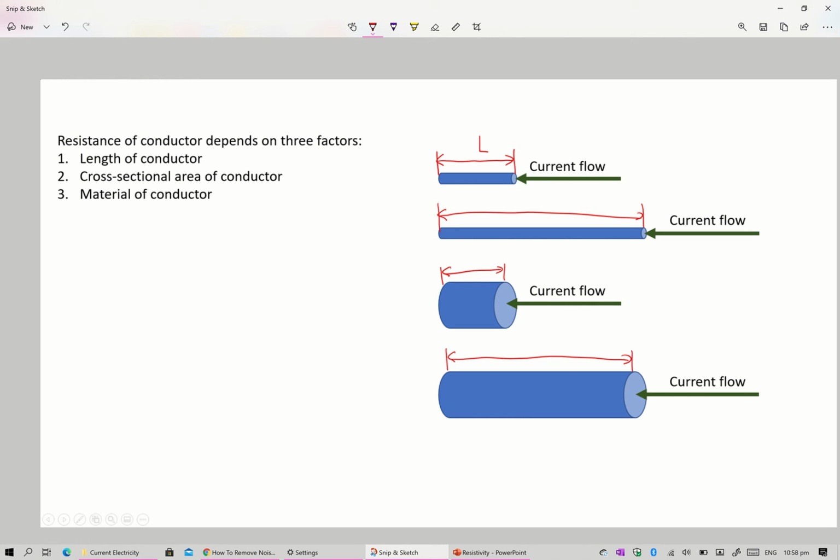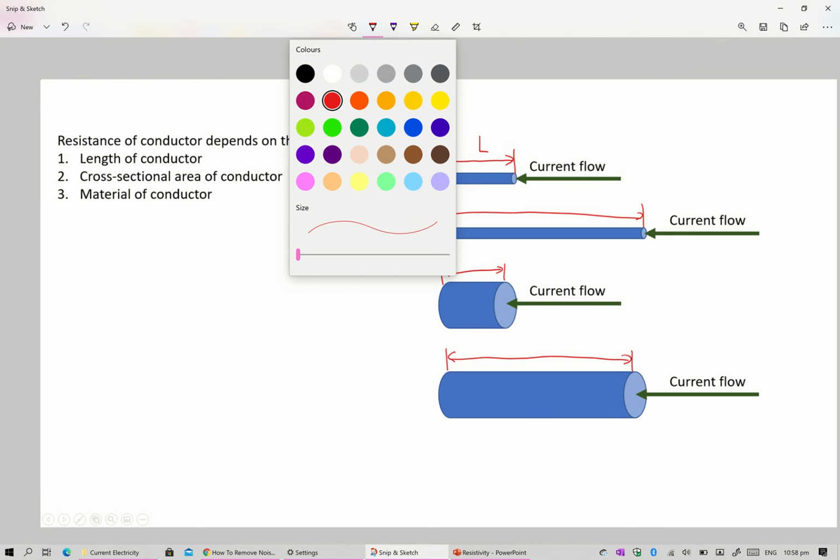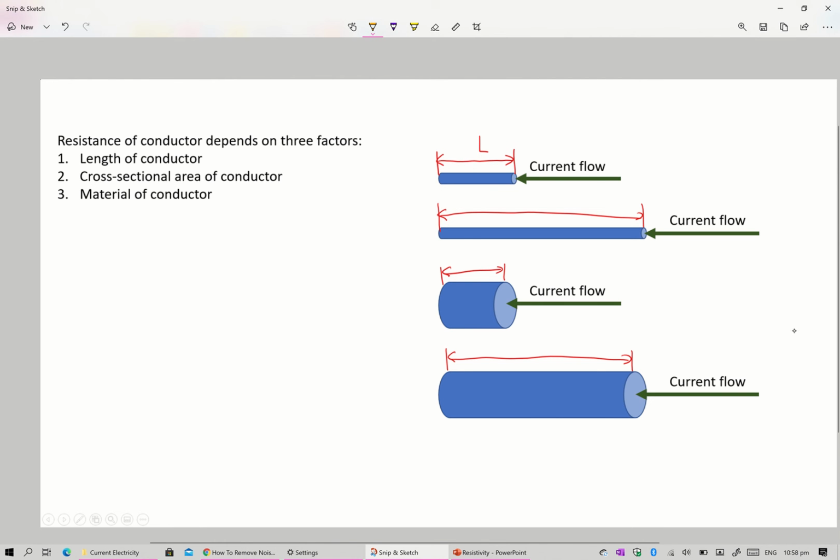How about the cross-sectional area? The cross-sectional area will refer to this. I'm going to color it in orange. That's the cross-sectional area. Here, this is the orange part, and this is the orange part, and here. So how do we know which is the cross-sectional area and which is the length?